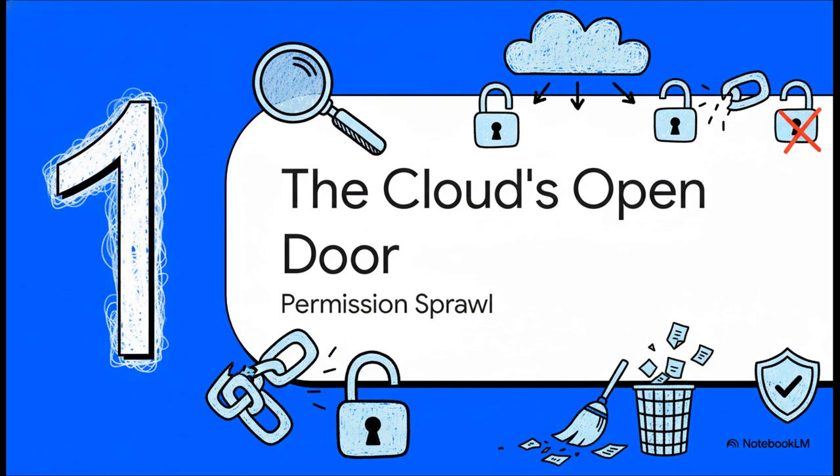I want you to picture your cloud environment as this enormous building with thousands and thousands of doors. Some doors lead to sensitive customer data, others control powerful systems. Now, what if you had thousands of keys, but a whole bunch of them weren't labeled, and you had no idea who had copies? Well, that, my friends, is permission sprawl.